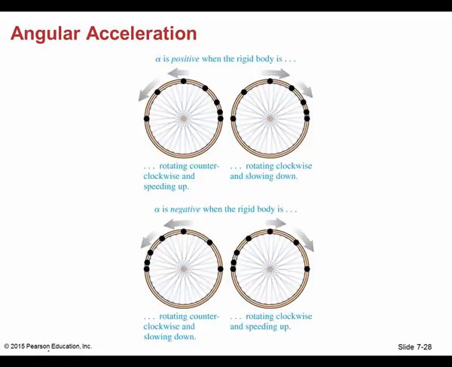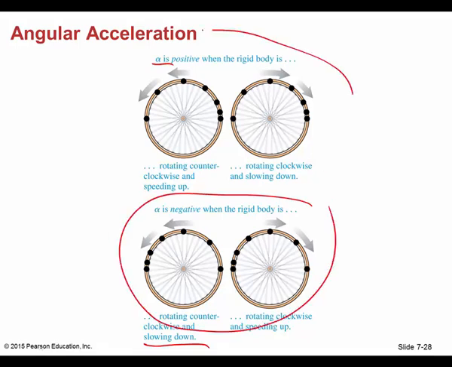Okay? All right, now this is very important to remember. If you want to write this on your formula card, you can, or just make yourself a note. How do we know if it's positive or negative? If the rigid body is spinning counterclockwise and speeding up, then it has positive angular acceleration, or if it's rotating clockwise and slowing down, then it has positive angular acceleration. Okay? When is it negative? If it's rotating counterclockwise and slowing down, or rotating clockwise and speeding up. Okay? So here's when it is negative, here's when it is positive.